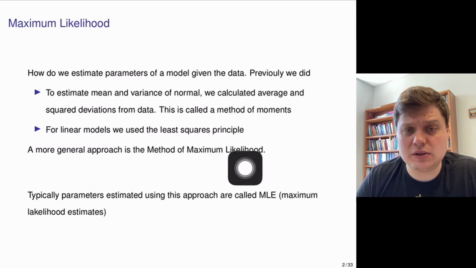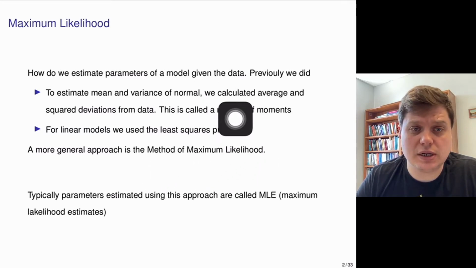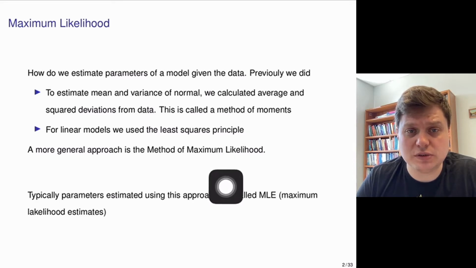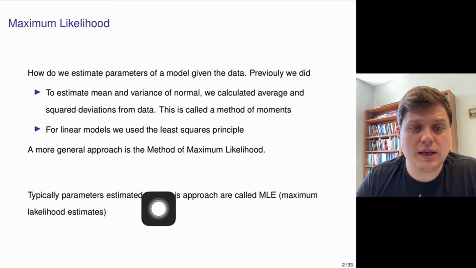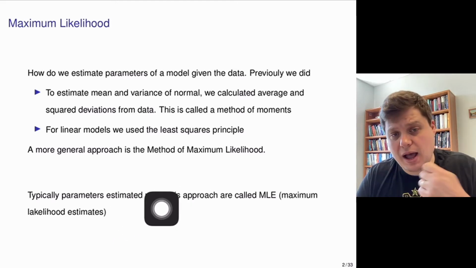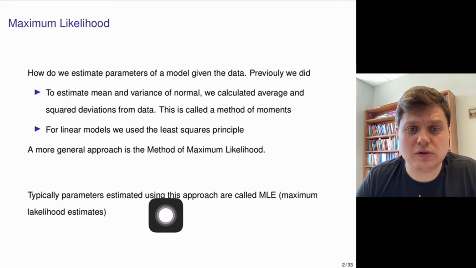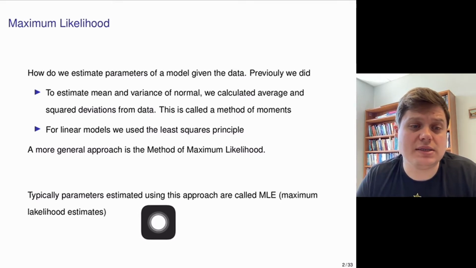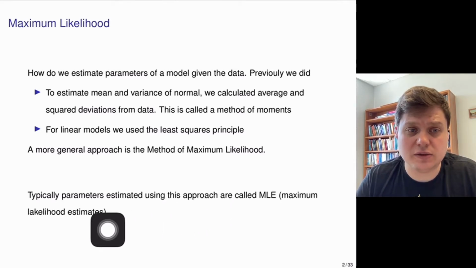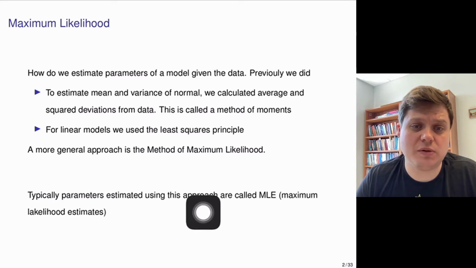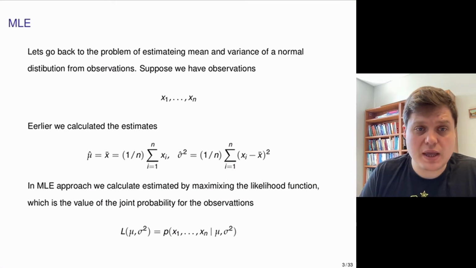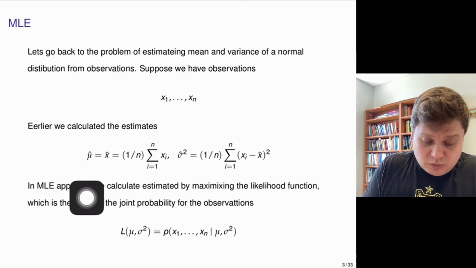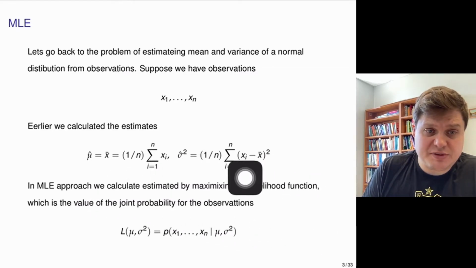And maximum likelihood is just a more general approach that generalizes previously used ways to calculate parameters of the model. The parameters that come out from this approach are called maximum likelihood estimates, or MLE, meaning that those estimated values of the parameters were obtained using this principle of maximum likelihood. This is something we talked about, so that's how we did things before.